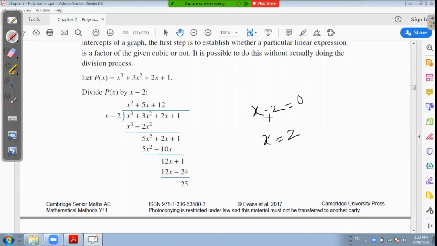Simply, if there is a negative number with x, then we have to take the positive value, positive 2. And if it is plus 2, then we have to take the value of x as negative 2. So if our divisor is x minus 2, then we take the value x equal to positive 2, and if it is plus 2, then we have the value of x as minus 2. We put this value in the given polynomial, and then we can easily get the remainder.